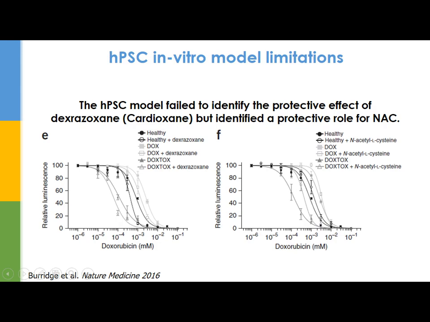But this model is not without limitations, and the human pluripotent stem cell model failed to identify the protective effect of cardioxane, as you can note here in DOX-TOX and in DOX patients, and was able to identify a protective role for N-acetylcysteine. So this does not correlate with what we know from the clinic.